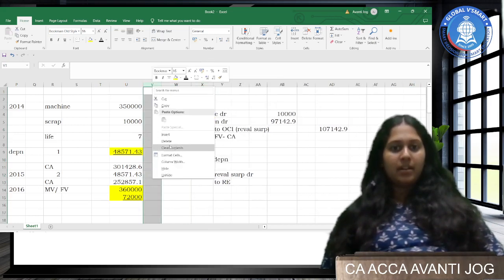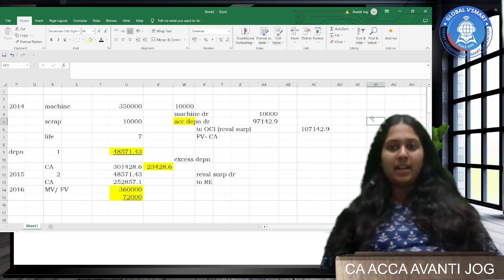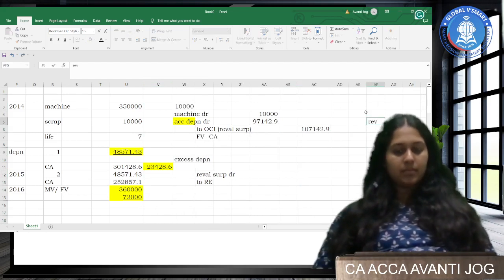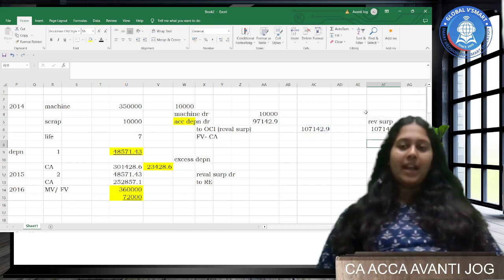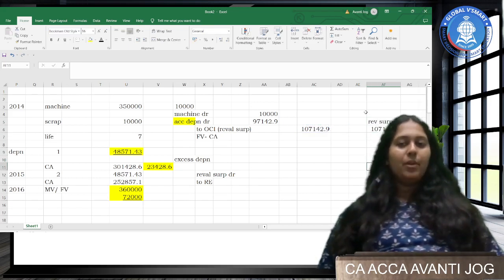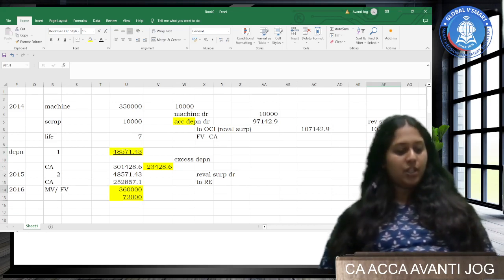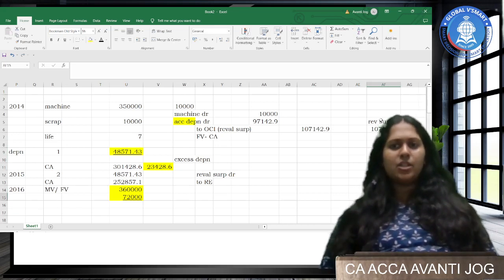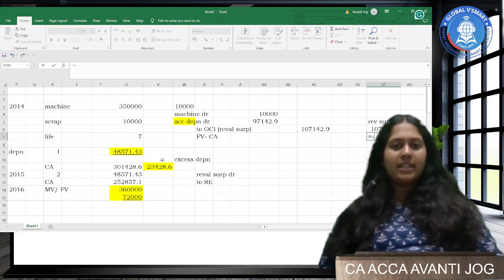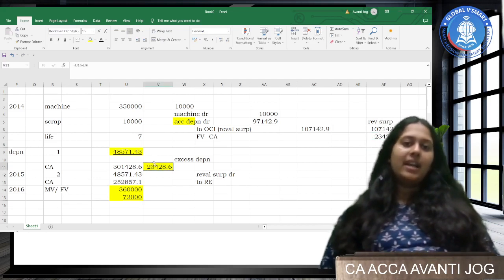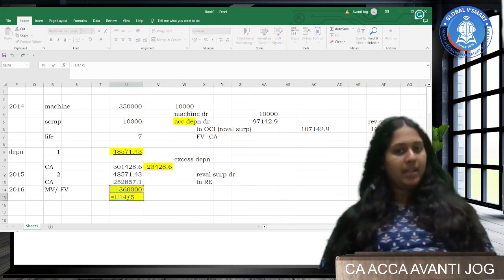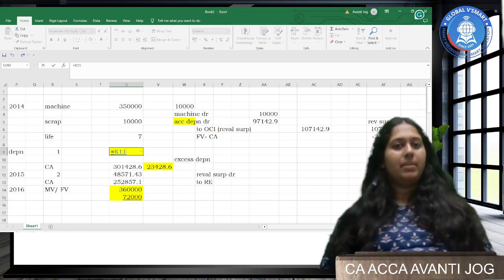In our example, the balance of revaluation surplus, which is in reserves, was 1,07,142. Now from this every year I'm going to remove the excess depreciation, because this excess depreciation is caused due to this. That is why it's only right to reduce excess depreciation from this. How do I calculate the excess depreciation? It is the difference between my new depreciation and my old depreciation.